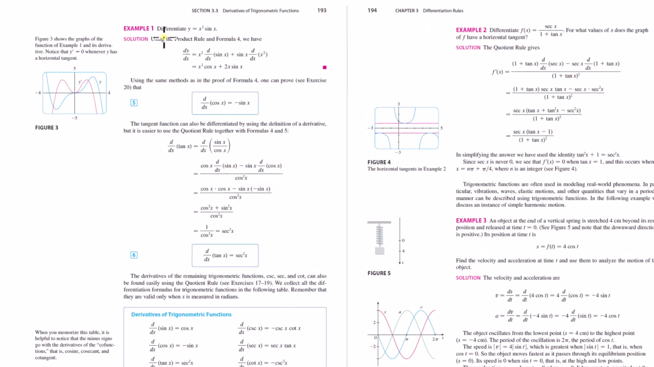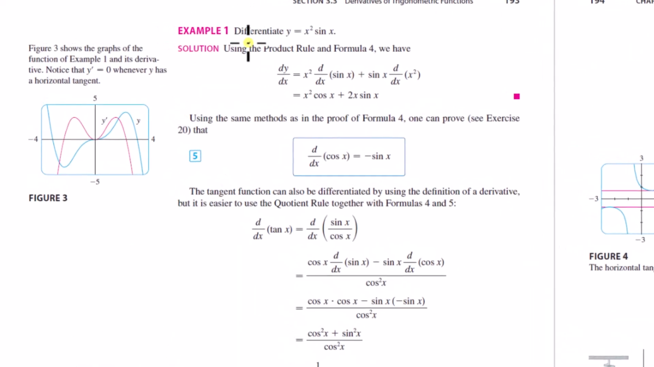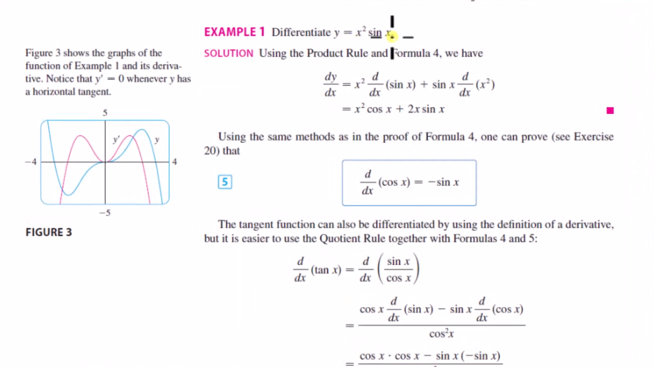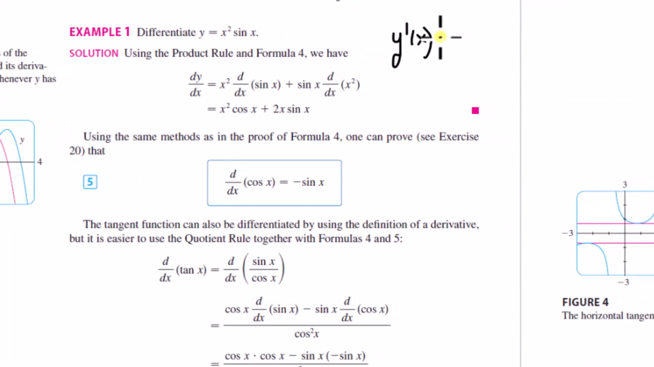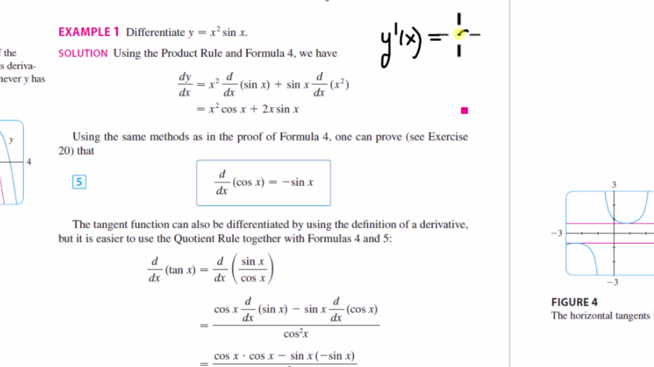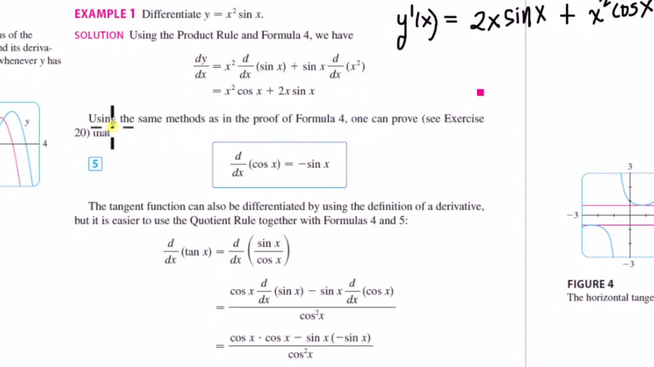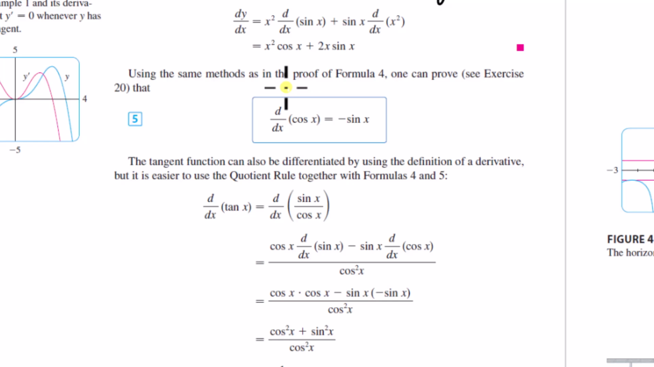All right, practice problem here: differentiate y is equal to x squared sine of x. We can just use the product rule: derivative of the first times the second, plus derivative of the second, which is just cosine of x, times the first. There you go. Okay, so using the same methods as what we just did, going through the whole limit definition, it can be proved that the derivative of cosine of x is minus sine of x.